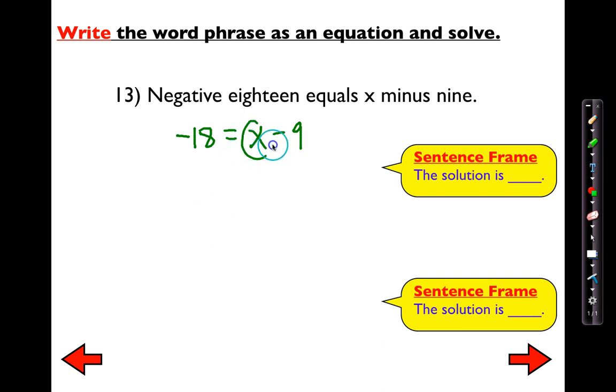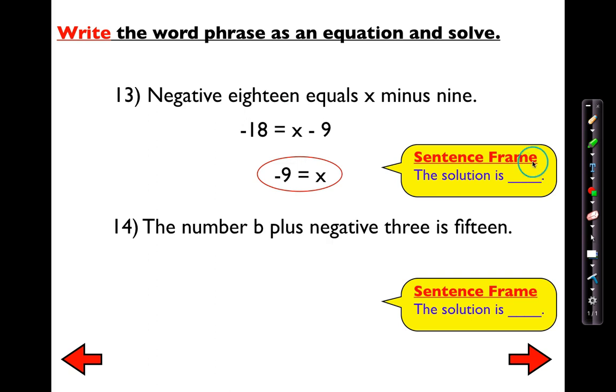Now I want to isolate x, so I'm going to get rid of this minus 9 by adding 9 to both sides. Here, I'm going to go ahead and say x equals, there are more negatives. How many more negatives are there? 9. So I'm going to go ahead and say the solution is x equals negative 9. Now, is it okay to also say negative 9 equals x? Absolutely. They mean the same exact thing.